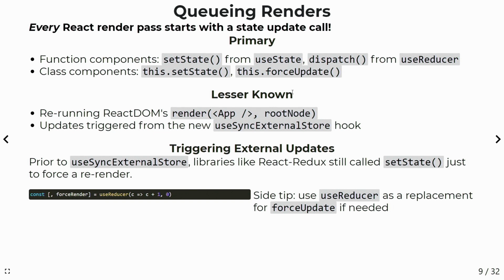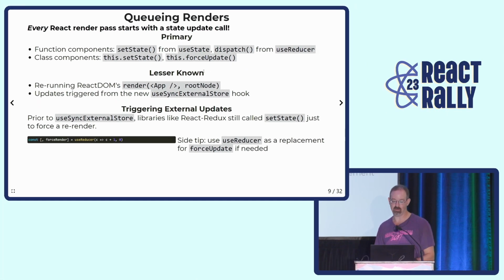Now, there is no force render function for function components. So the equivalent for that could be a useReducer hook that just automatically increments a counter every time and doesn't even care what the current value is.